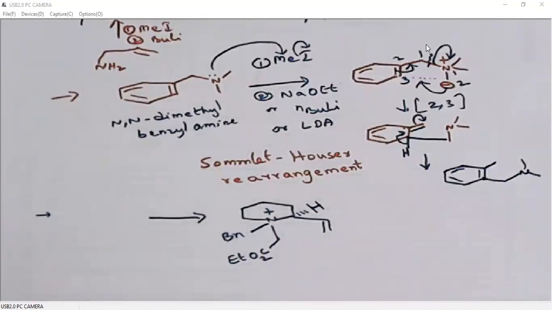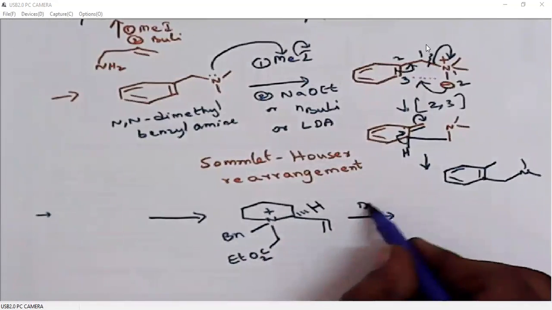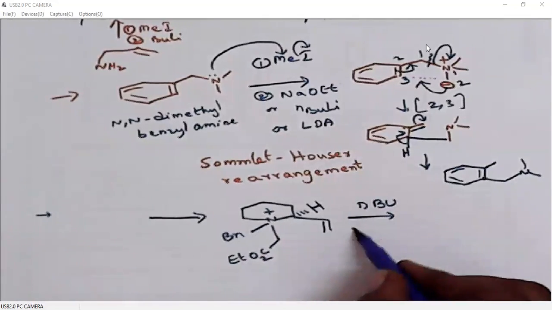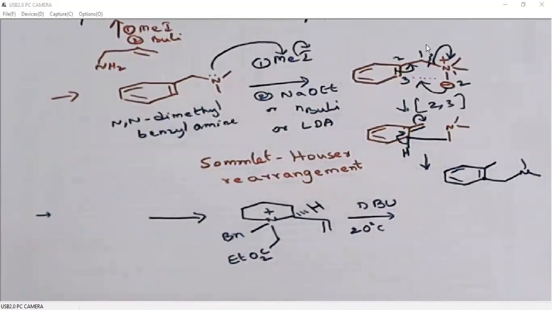Next, when this is treated with a strong base like DBU at 20 degrees centigrade, it generates an ylide. What is important is to first recognize the allyl system. In a 2,3 sigmatropic rearrangement, it is always allyl amine, allyl oxygen, allyl alcohol or allyl sulfur. So see, the double bond is there. This is the allylic carbon. On the allylic carbon, we have nitrogen. So this is the system.